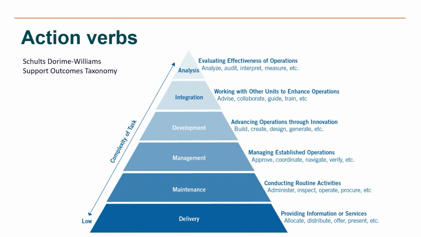There is also a taxonomy with strong action verbs specifically designed for non-academic outcomes for administrative and support units. This framework is called the Schultz-Dorame-Williams Support Outcomes Taxonomy. This framework provides a collection of action verbs and outcome categories that are particularly useful for writing performance objectives related to services and operational processes.